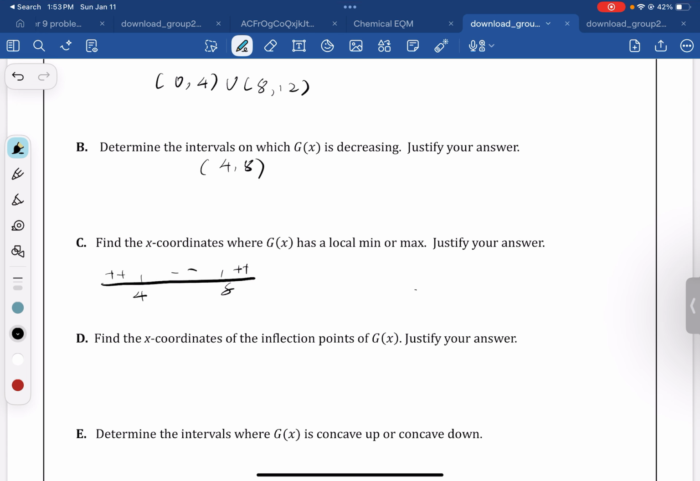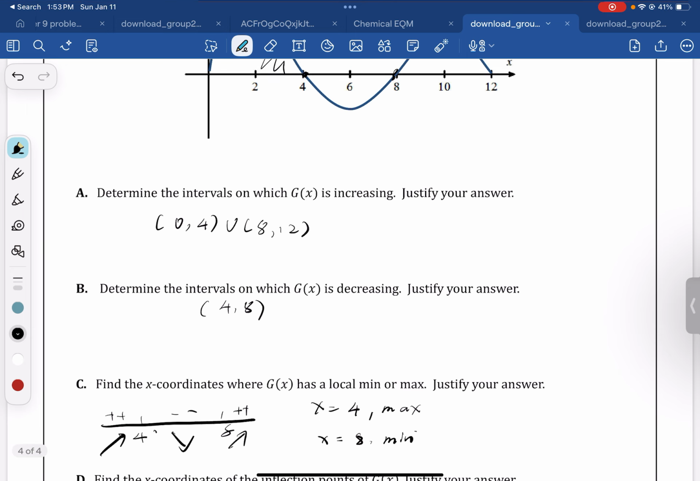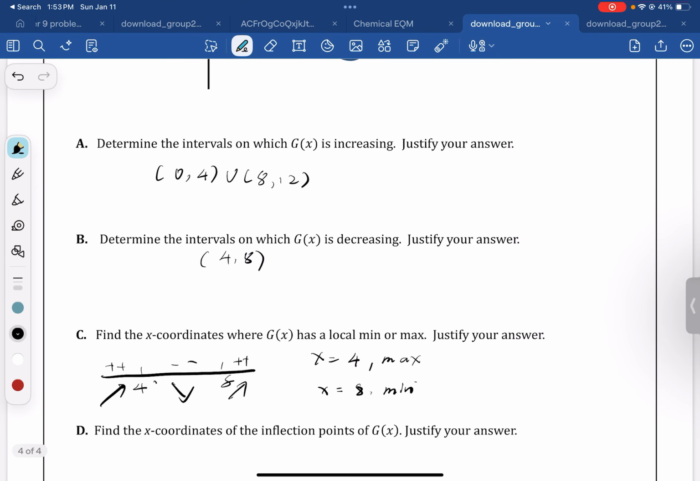So before 4 it's positive, and positive means it's increasing. Negative means it's decreasing, and after 8 it's positive. So here at 4 we got a max, and at x equals 8 we got a min, because at that point the derivative of g of x changes its sign. So it means there's a max or min.